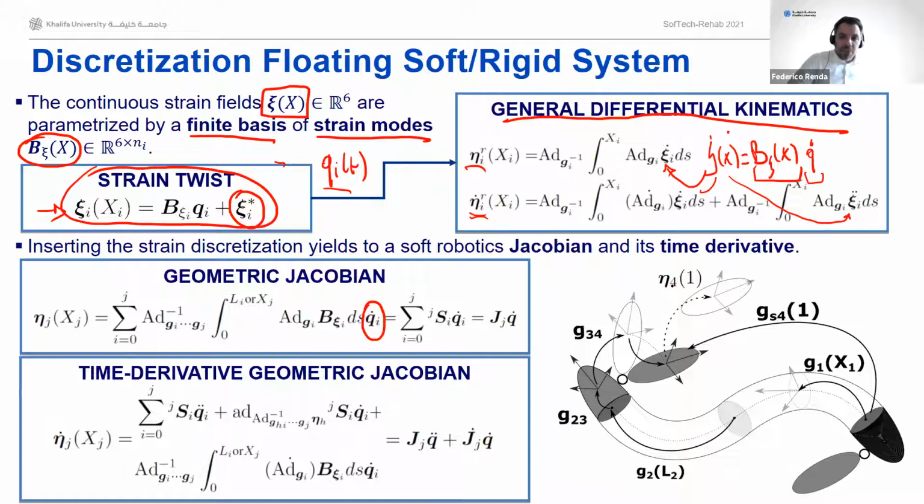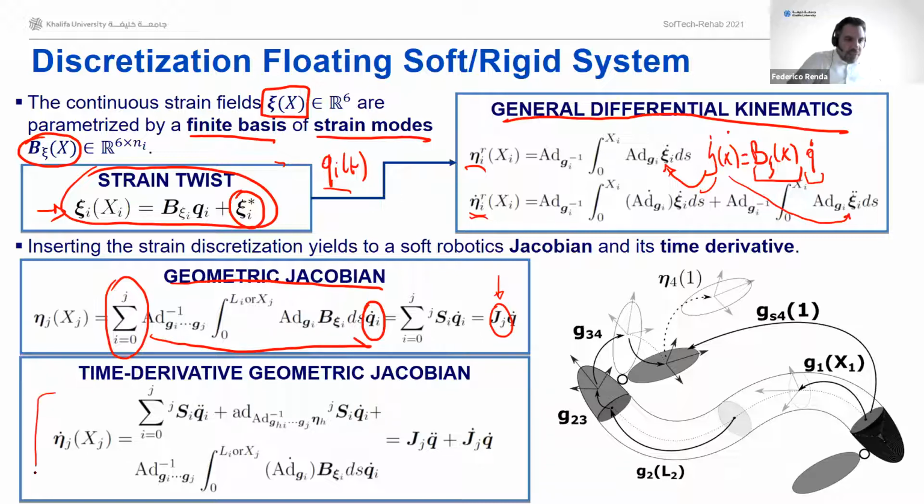To obtain the absolute velocity, you need to add the relative velocity all along the chain. And this is what we are doing here. And these two operations define the geometric Jacobian for a soft link. Again, it's interesting to note that the standard geometric Jacobian of a rigid chain is also represented by a special version of this equation.